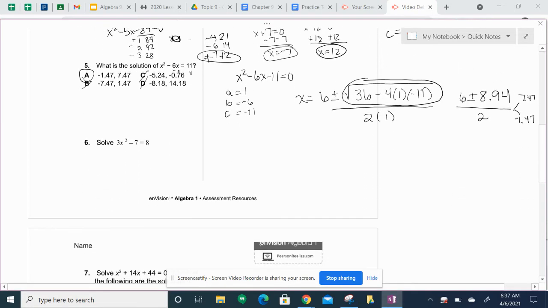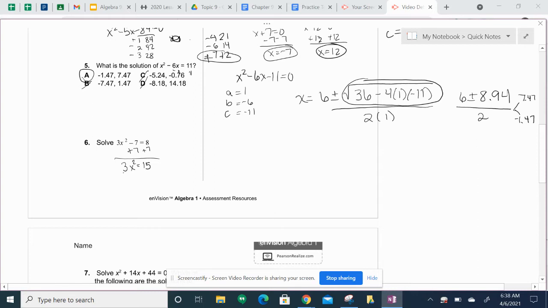All right, moving on to number 6, again asking me to solve. So I'm using one of my 3 methods. What I notice here, though, is there is no bx term. So that means the square root method is an option, and that's the fastest. So I'm going to go with that one, and I'm going to start by adding 7 on each side. And I end up then with 3x squared is equal to 15.